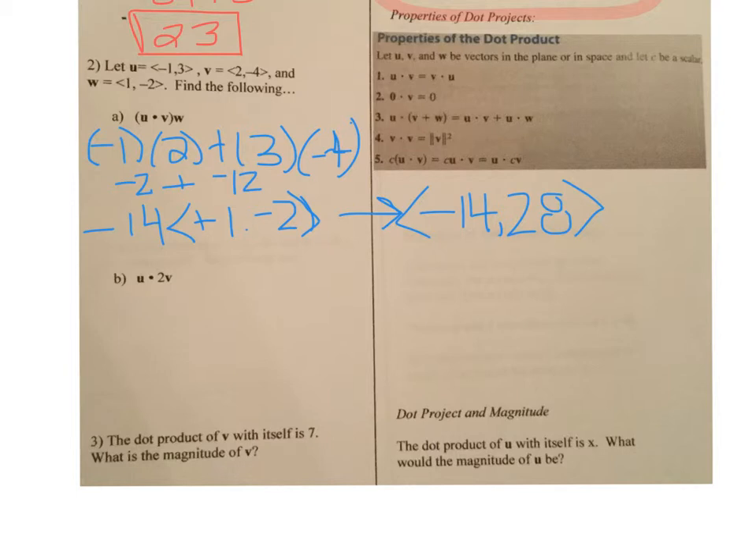So I want you to try 2b by yourself. Pause the video and then try it. Let me give you a hint. You should multiply the 2 into vector v first.